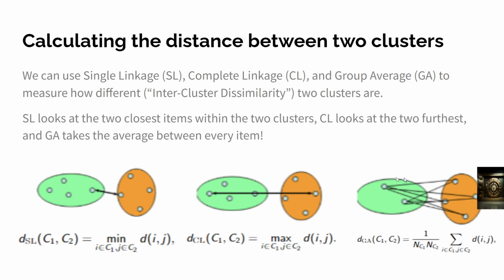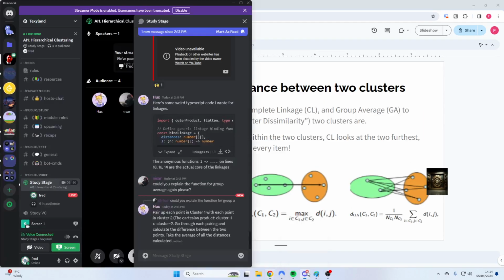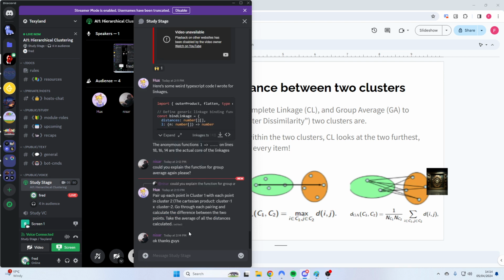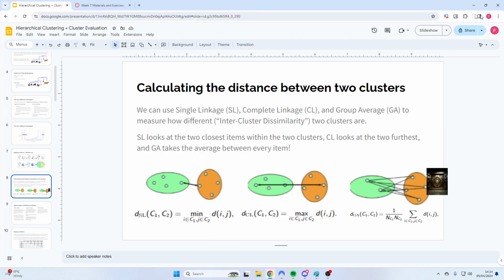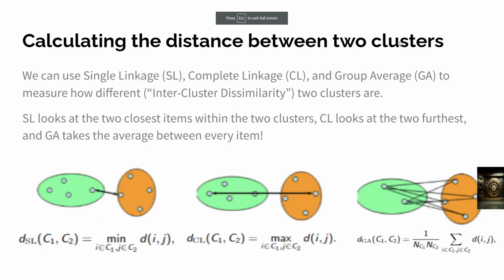So we sum up every single combination. Let's say there's 8 different combinations, and then we do 1 over 8. So it's the average of the distance between every pair of items. Yeah, so we're just looking at the average distance between every single pair. Yeah, so the formula looks quite complicated, but it's just taking the average pretty much.